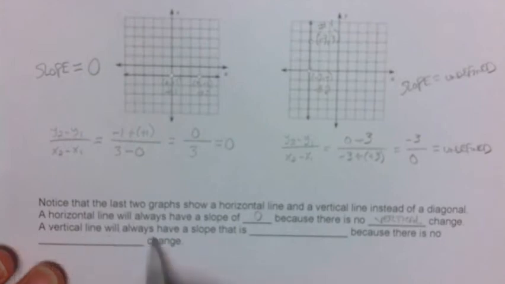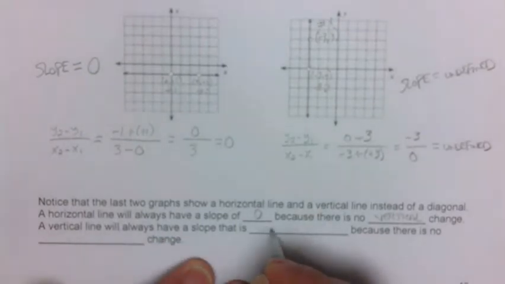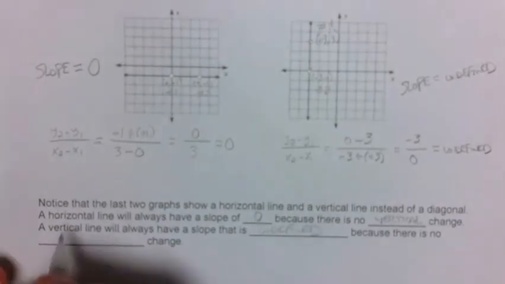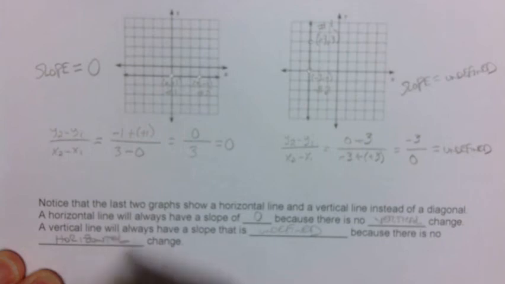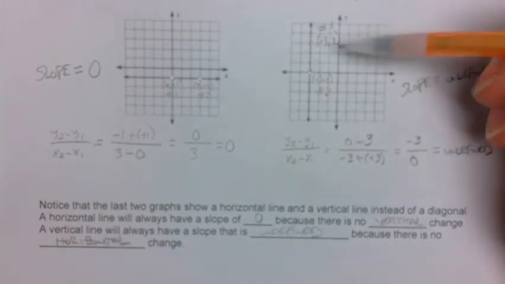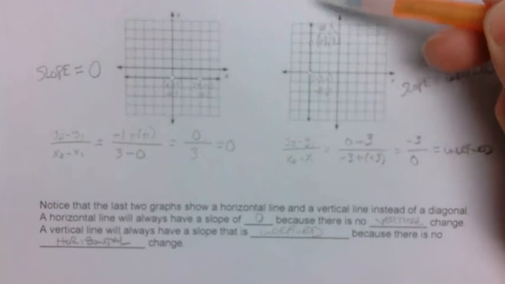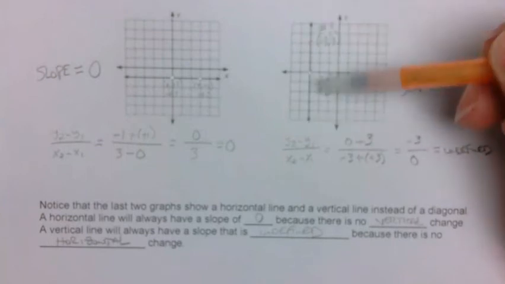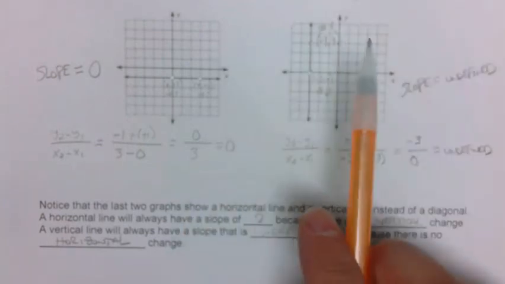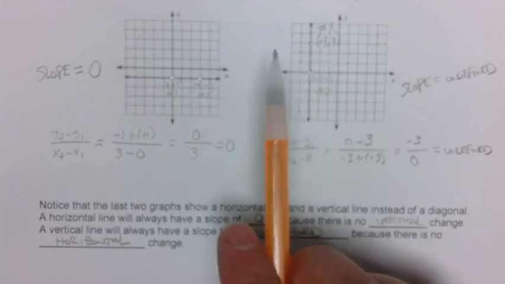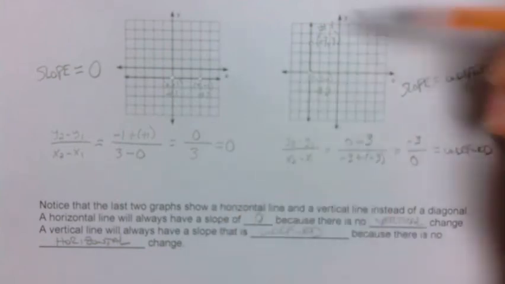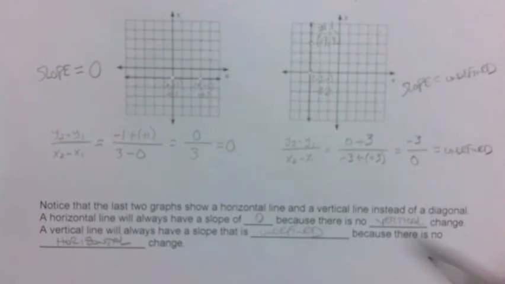A vertical line will always have a slope that is undefined because there is no horizontal change. All right, looking at this line right here, it's just straight up and down. It doesn't move left or right at all. So if I move from left to right, well, I can't really say it's increasing or decreasing, it's not staying constant because it's just a solid vertical line here. That makes the slope undefined.